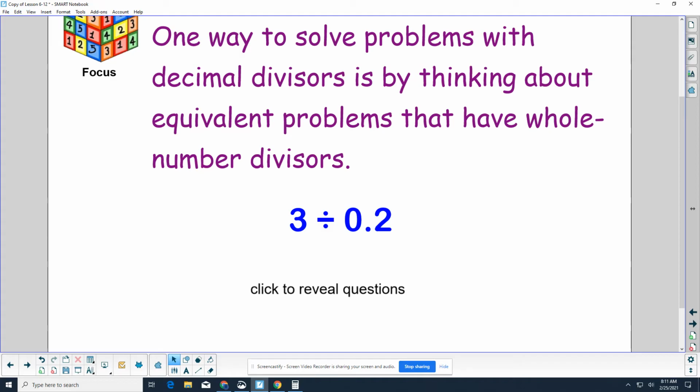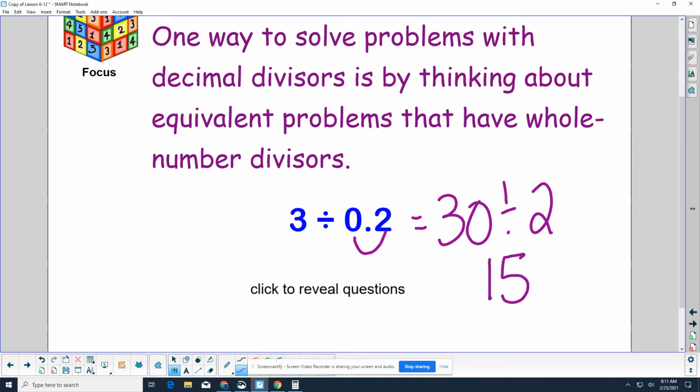Okay, hopefully you've taken the time to try this. If you remember the rule we said for equivalent problems, we need to change both the dividend and the divisor. So I could put 3 in the tens place and make it 30. And then I would take my 2/10 and bump it into the 1s place and make it 2. And I know that 30 divided by 2 is 15.